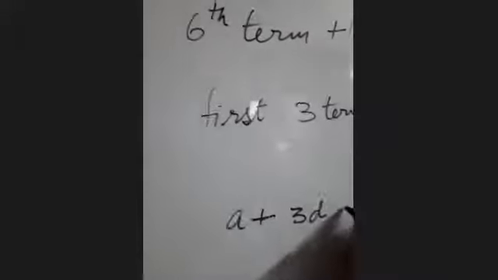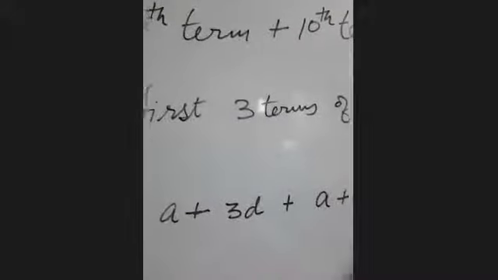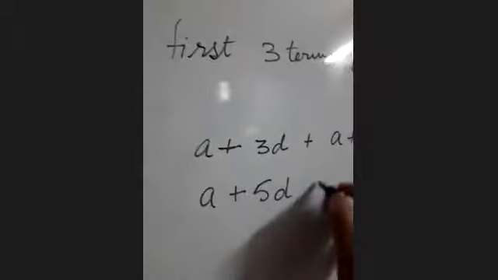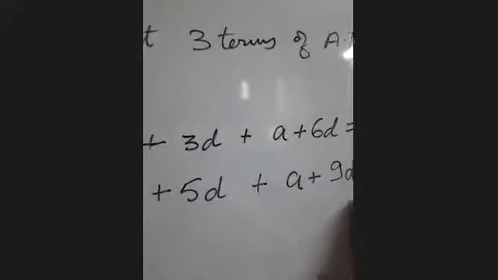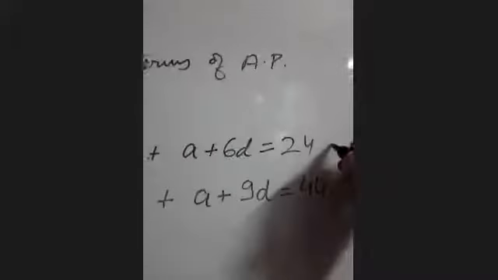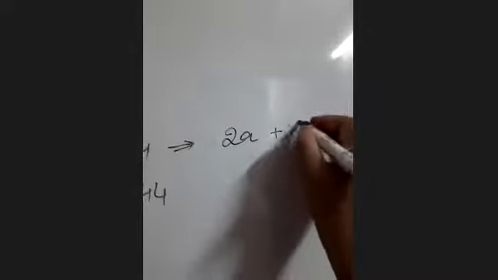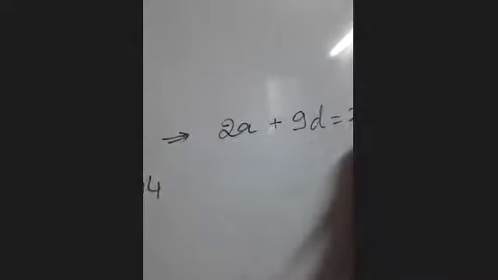So I am going according to the question. The fourth term can be written as A plus 3D, and the eighth term can be written as A plus 7D, equals 24. While the sixth term can be written as A plus 5D, and the 10th term can be written as A plus 9D, that will be 44. Now A and A, that will be 2A, and 3D and 6D, that will be 9D, equals 24. It is equation number 1.